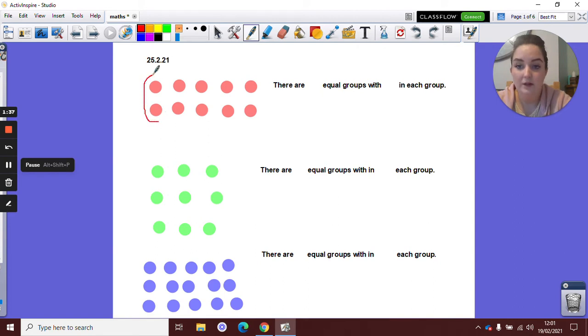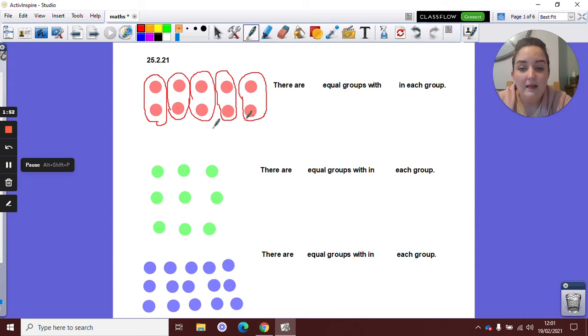I'm going to go, so we've got 1, 2, 3, 4, and 5. Okay, so they are equal. We have 5 equal groups. So I can write 5 here. And then how many are in each group? We can see, look, 1, 2, 1, 2, 1, 2, 1, 2, 1, 2. So we have got 5 equal groups with 2 in each group.